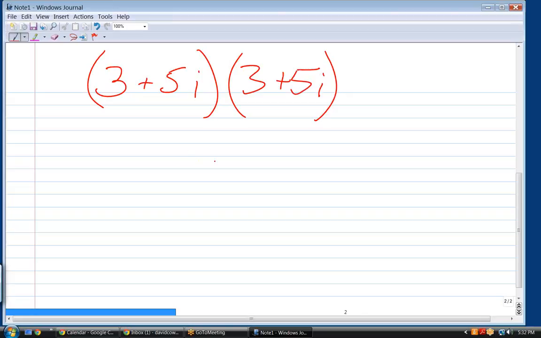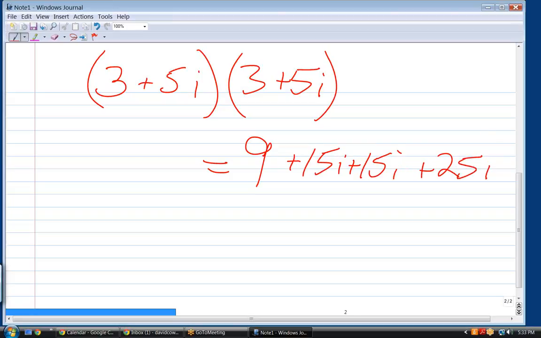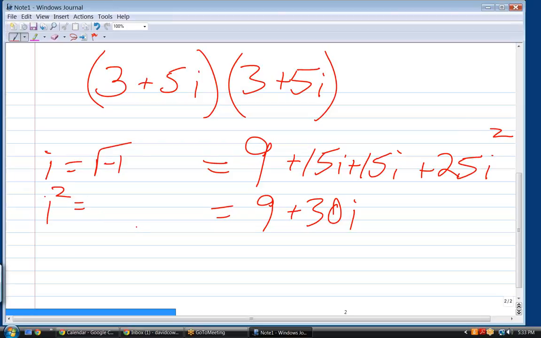Foil those two. So that'd be 9 plus 15i plus 15i plus 25i squared. Simplify. 9 plus 30i... I squared is what? If i equals the square root of -1, then i squared equals what? -1.